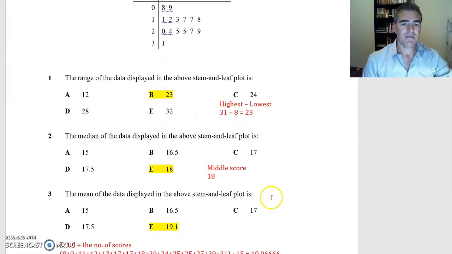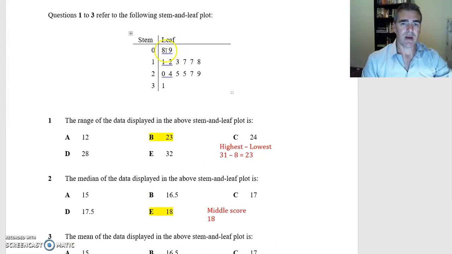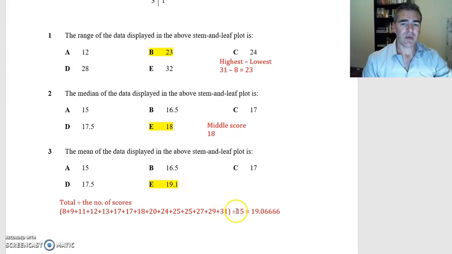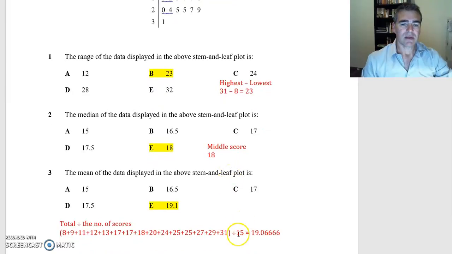The mean, if you remember, is the total of all the scores. So adding up 8, 9, 11, 12, 13, etc., all the way up to 31. And then we divide by the number of scores, and there are 15 leaves there, so we're dividing by 15. So when we do that, we get 19.06 repeating, which is closest to 19.1.